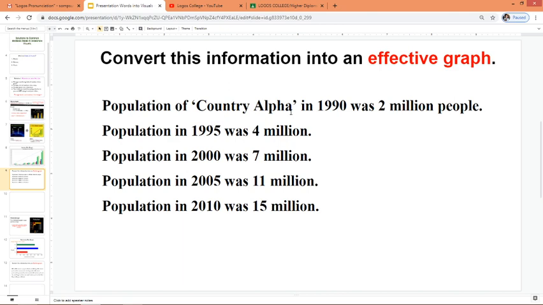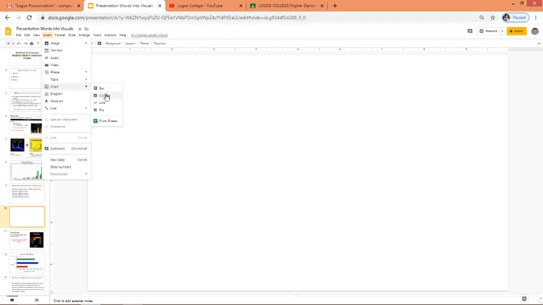Right? So when you look at this information and you want to create a graph using Google Sheets, you would come to here. Let's go to a blank slide. And you go to Insert up here, Chart. So this is a column.